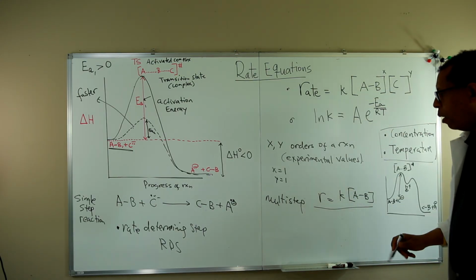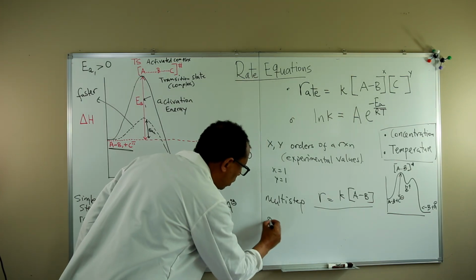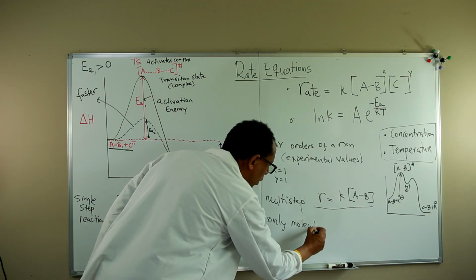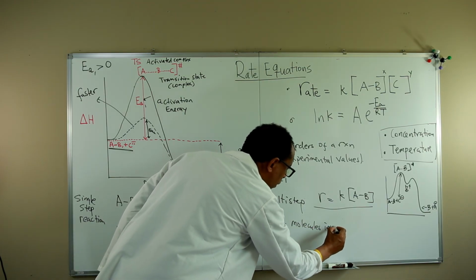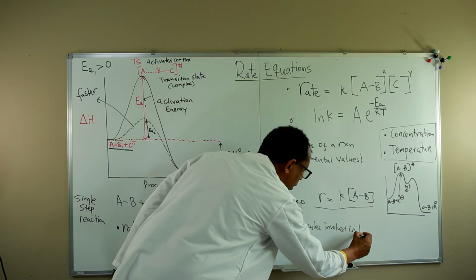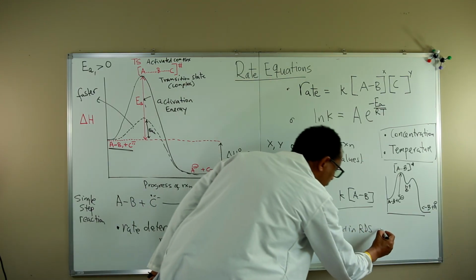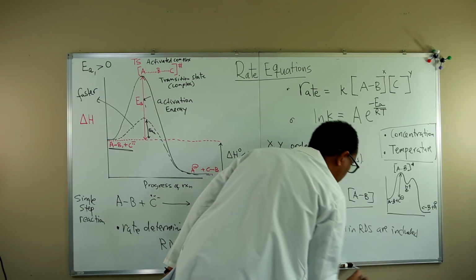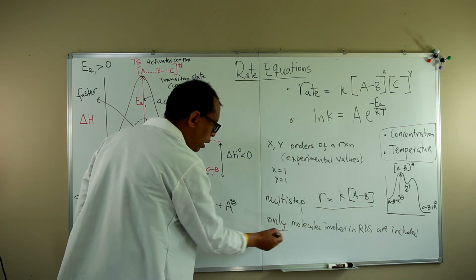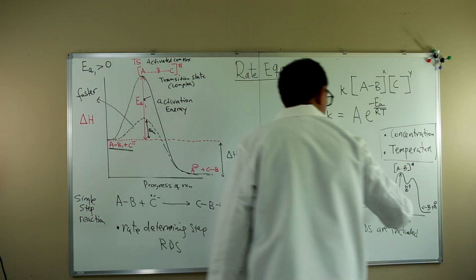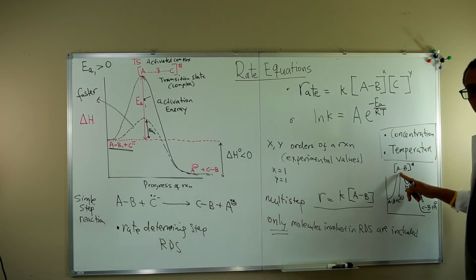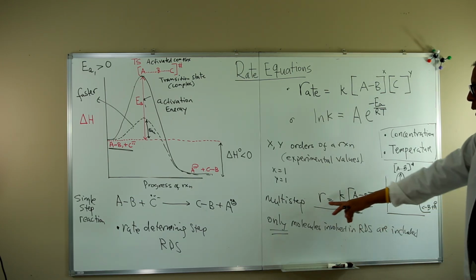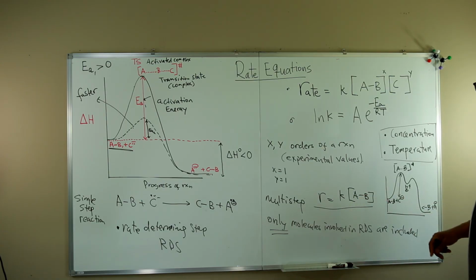In a multi-step reaction, only the molecules involved in the rate determining step are included in the rate law. Only molecules that are in the rate determining step. So AB is what is involved in the highest energy state. So that's the rate law: rate equals k times the concentration of AB.